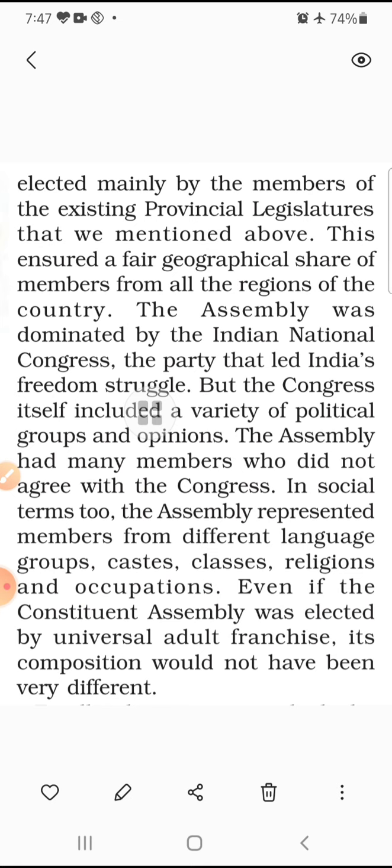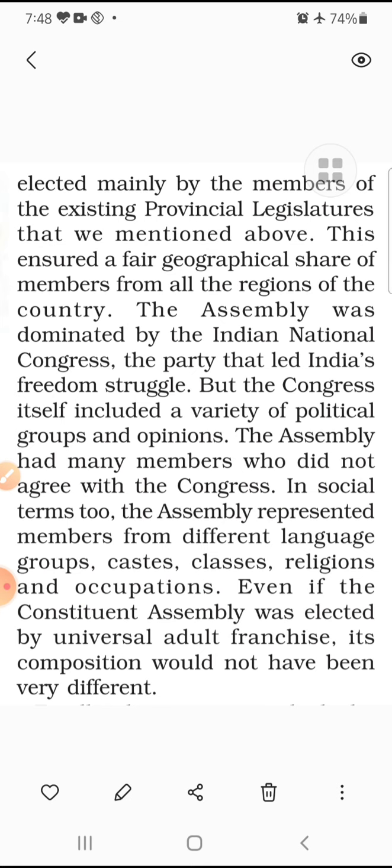The assembly was dominated by the Indian National Congress, the party that led the freedom struggle. We know that earlier, before independence, there was only one party in India, that was Congress, and that particularly initiated this. But the Congress itself included a variety of political groups and opinions. The assembly had many members who did not agree with the Congress. So in social terms too, the assembly represented members from different language groups, castes, classes, religions and occupations, meaning all members of society are included in this.